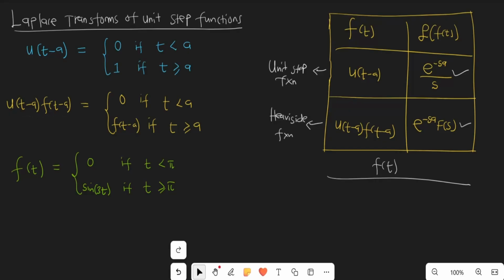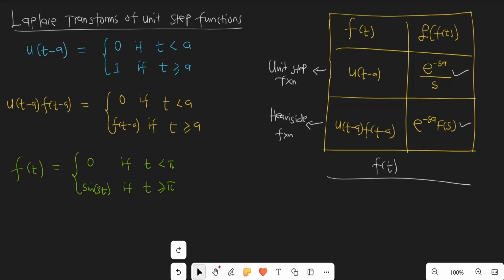This is the unit step function multiplied by a shifted function of time. If t is less than a, the function is 0. The reason is because if t is less than a, the unit step function is 0, and 0 multiplied by this, everything is 0. But if t is greater than or equal to a, what do you have? The unit step function is 1, so we just multiply 1 by this one. That's what we have here. So these are the definitions of the unit step function and that of the Heaviside function.